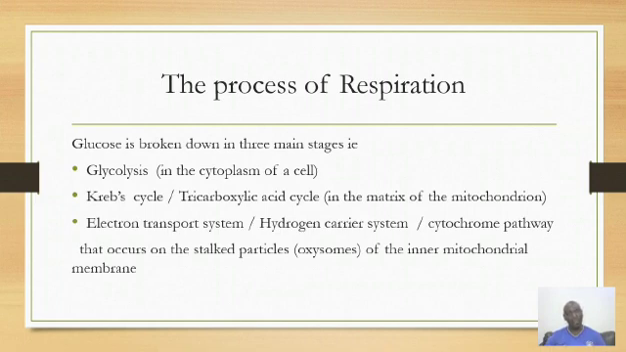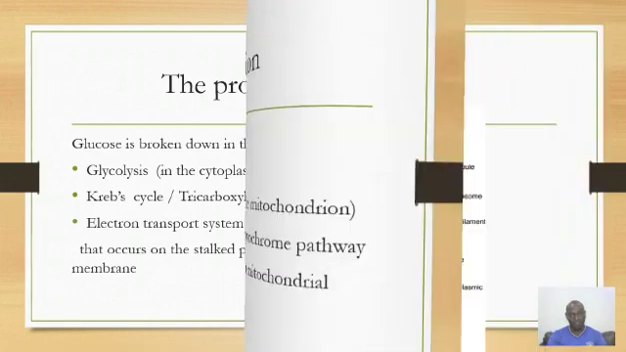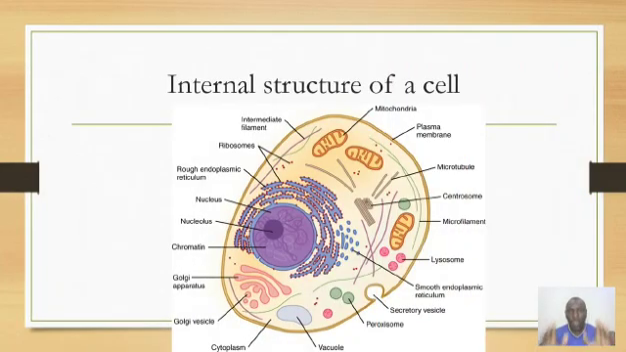The Krebs cycle, or the tricarboxylic acid cycle, occurs in the matrix of the mitochondrion. You remember that cytology. While the electron transport occurs on the stalked particles of the inner mitochondrial membrane. These stalked particles are what we refer to as the oxysomes. Now, talking about these parts where the different stages occur, we have seen that glycolysis occurs in the cytoplasm. Krebs cycle occurs in the matrix of the mitochondrion.